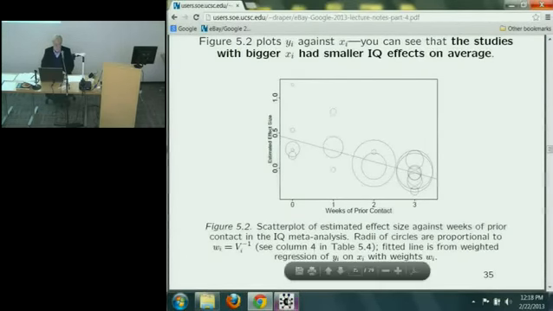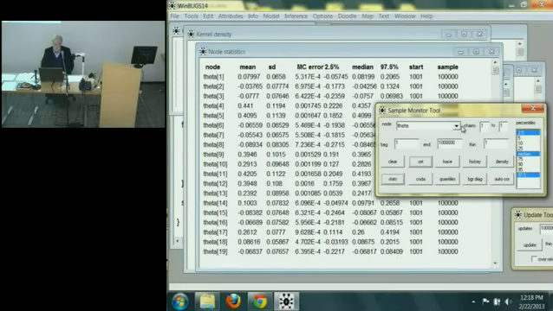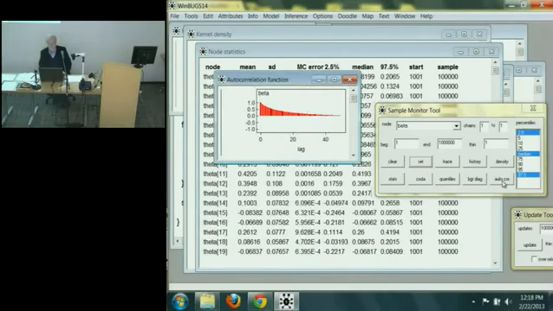So back in the WinBUGS world, we have all these guys. And if you want, you could explore how well things are mixing. You could look at the beta parameter and look at its autocorrelation function and see that because of the presence of the random effects, it's not mixing at all well. This is one of the worst ones that we've seen all quarter, all course so far. That looks like an AR1 with a first order autocorrelation of about plus 0.9. That's really not mixing well at all.